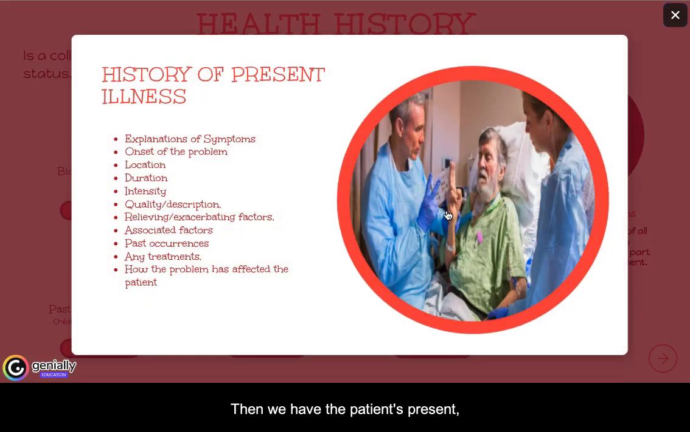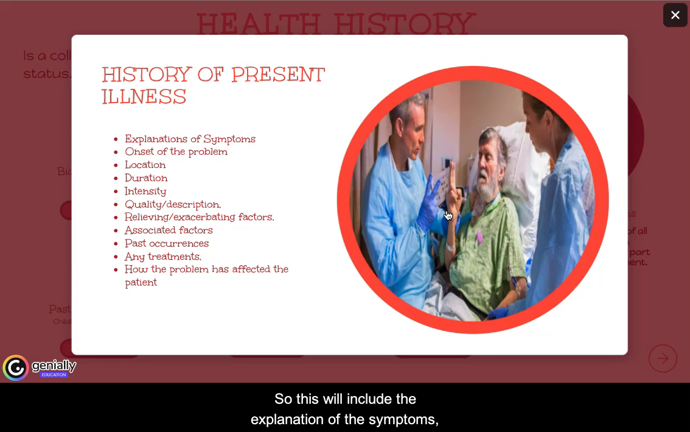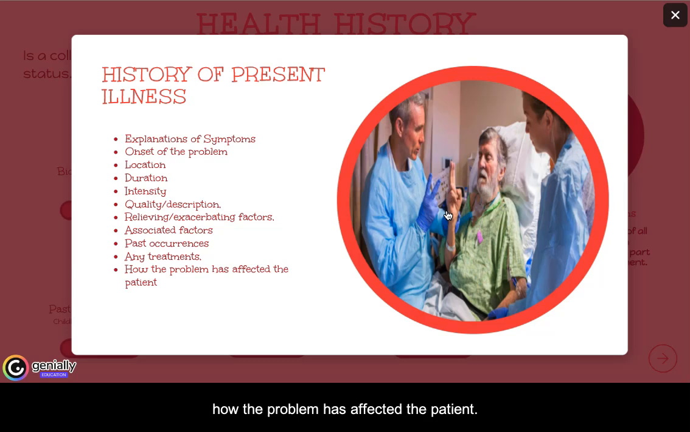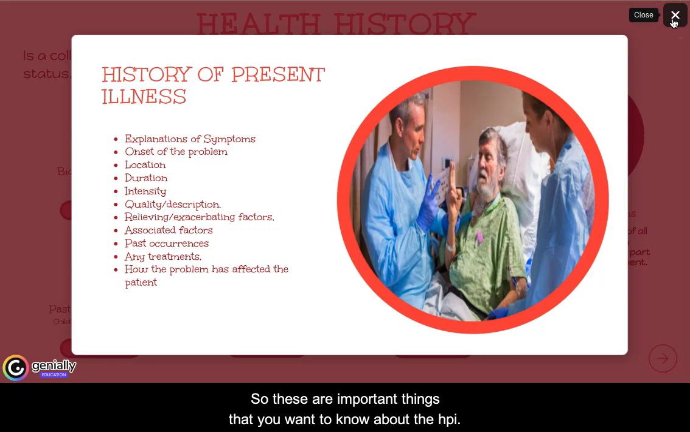Then we have the patient's present health concerns, right? History of present illness, that's what it's called, HPI. This will include the explanation of the symptoms, onset of the problem, location, duration, how intense the problem is, what the quality and description of the problem is, what helps relieve it, and any associated factors. Did you have any past occurrences of this problem? Have you had any treatments for it? How has the problem affected the patient? These are important things that you want to know about the HPI.